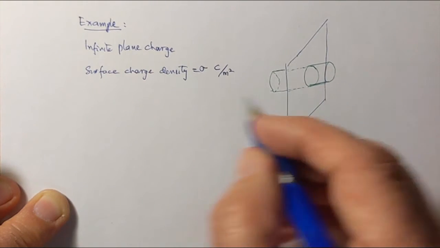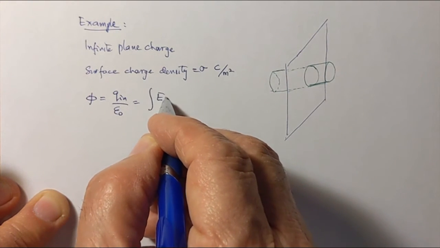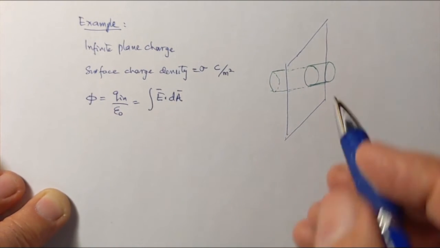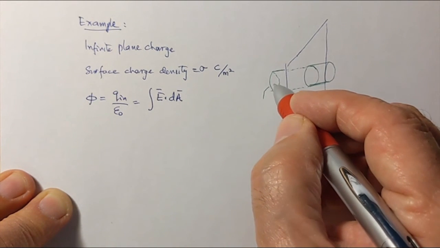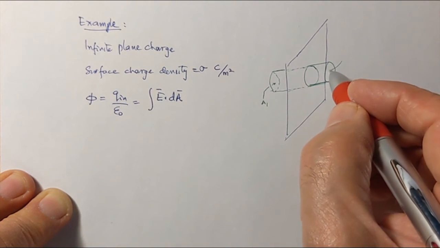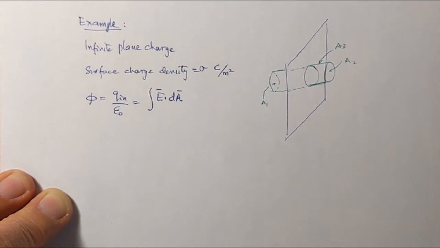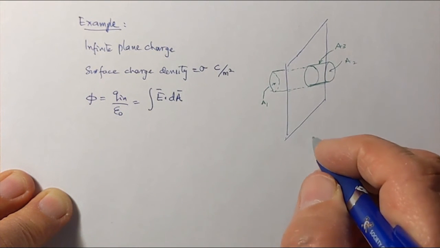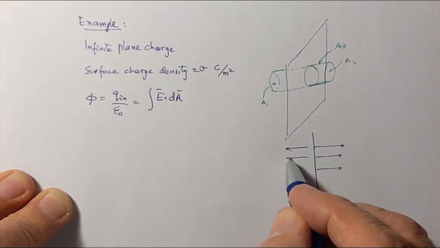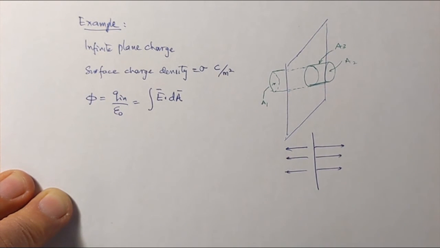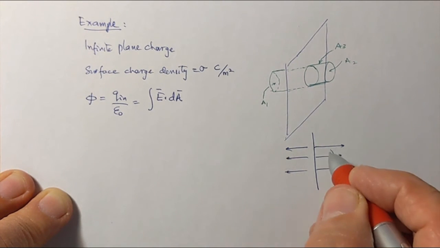And now we want to find the flux, which is Q in over epsilon naught, the integral of E dot dA. So again, we have three surfaces. We have a back surface, which is, let's say, A1. We have this surface, which is A2, and we have a curved surface, which is A3. Now, by symmetry, if we look at this surface from the edge, then the electric field has to go straight out on both sides. The electric field cannot go at an angle, otherwise it will intersect. And our Gaussian surface is like this.